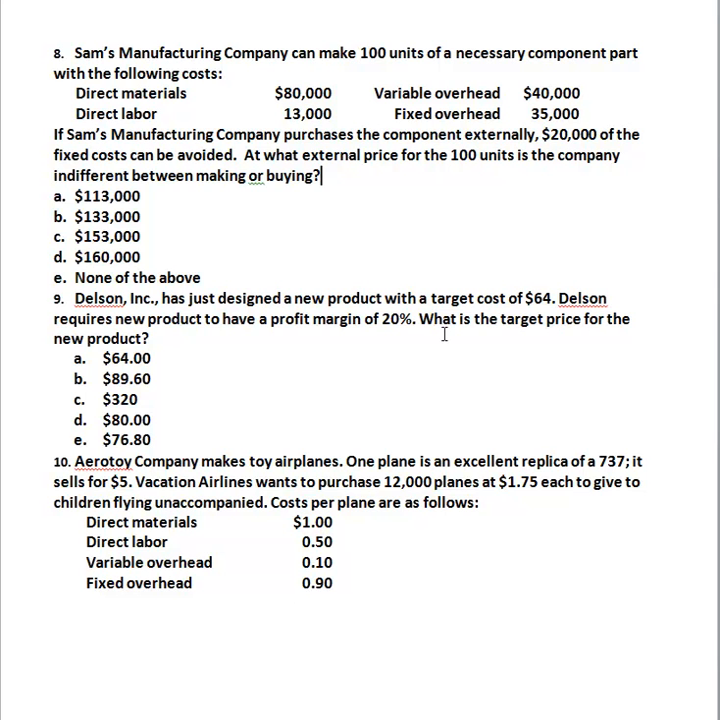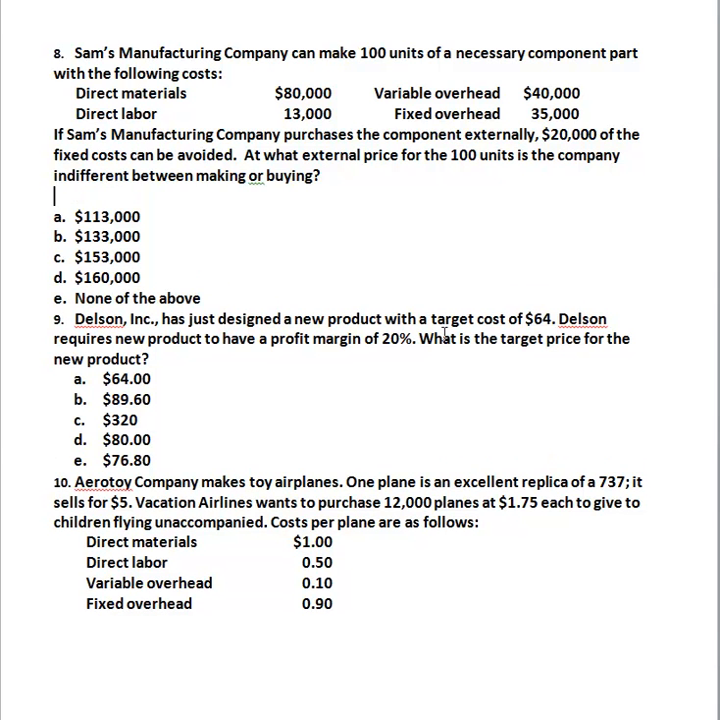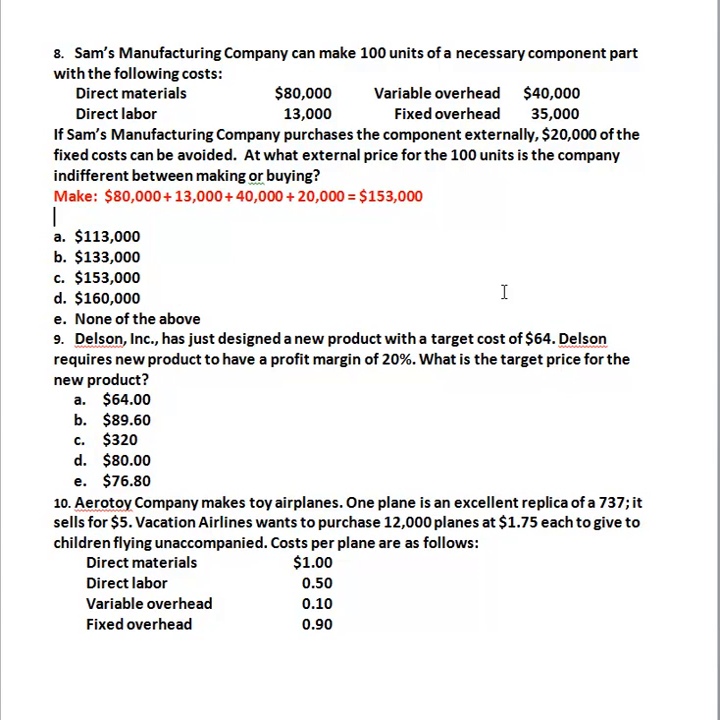Remember, we're going to be indifferent. That means we're not going to care, and you're not going to care when they're at the same price. So basically what the question is asking you to do is find the relevant cost to make. The relevant costs to make are going to be direct materials, direct labor, plus variable overhead, plus any avoidable fixed cost. And it tells you that the avoidable fixed cost is $20,000. So your cost here is $153,000.